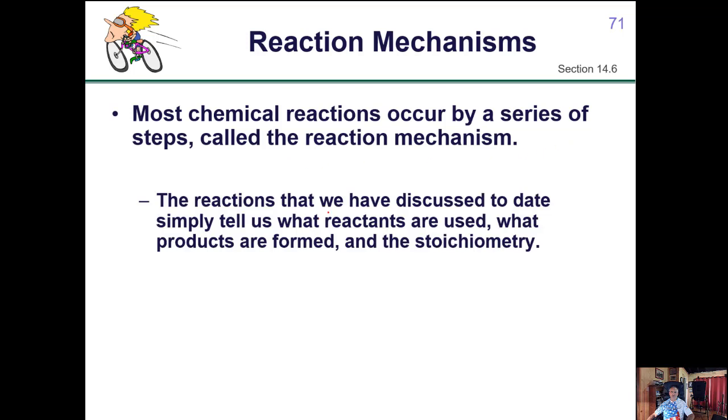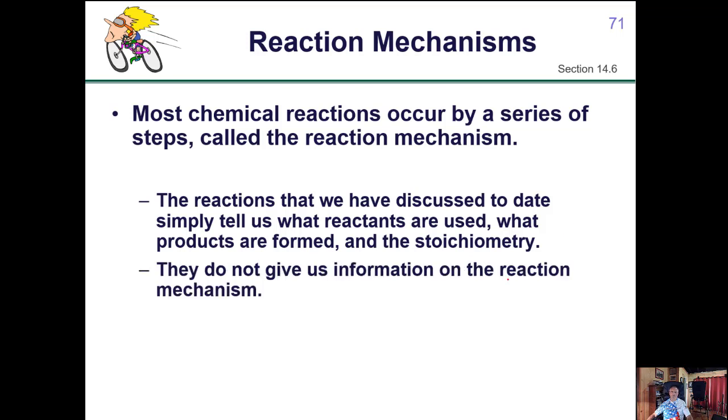So reactions that we have discussed to date simply tell us what reactants are used and what the products are formed, and the stoichiometry, that is the ratio of this reactant to that product, just the coefficients, okay? So let's say 2A react with 3Bs to form 4Cs for our product. Things like that. That's what you know so far.